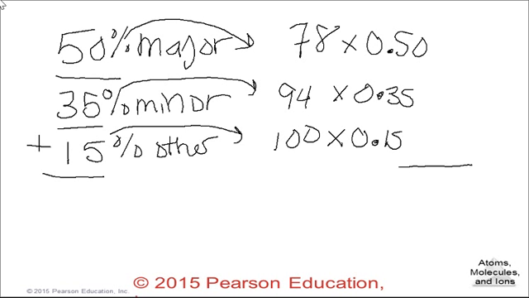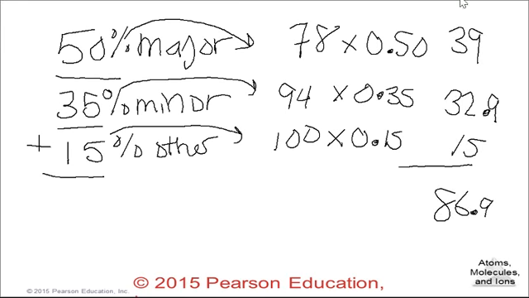So let me do that. Okay, so I went ahead and did those calculations. 78 times 0.5 gave me 39, 94 times 0.35 gave me 32.9, and 15% of 100, or 0.15 times 100, gave me 15. So then I take all these numbers, 39 plus 32.9 plus 15, and that gives me my average in the class of an 86.9. The same thing is true for atomic weights. So let's go ahead and try an example of that.